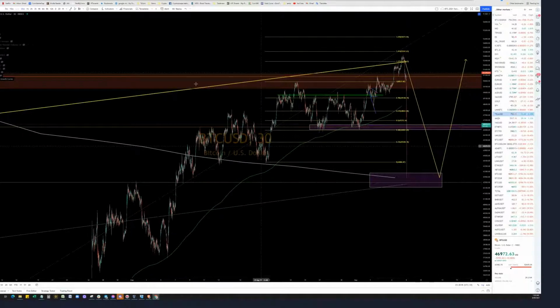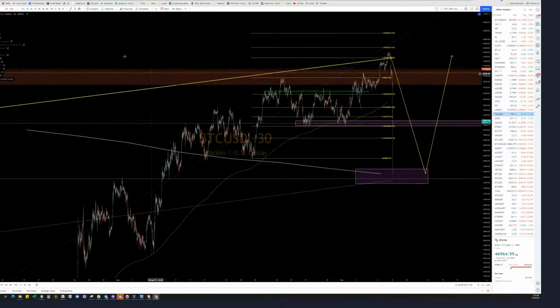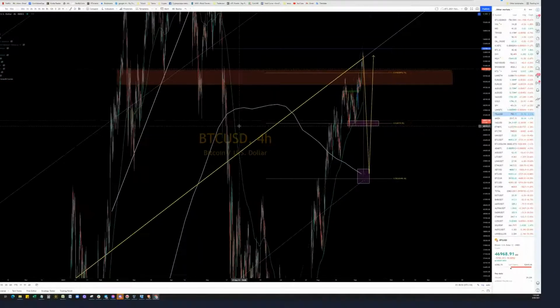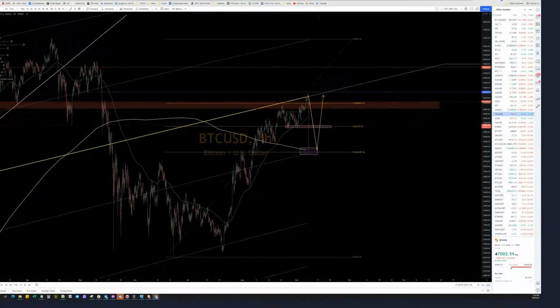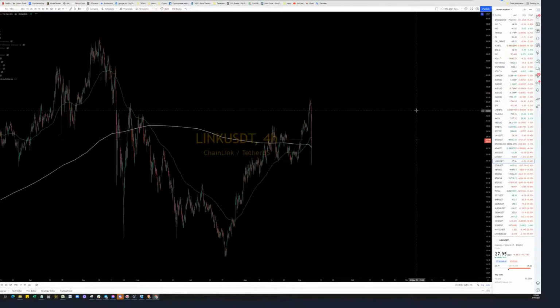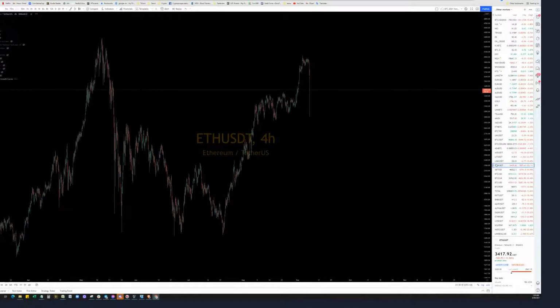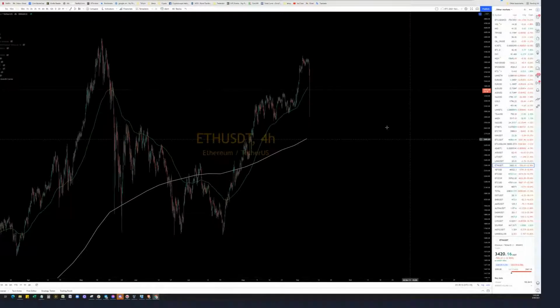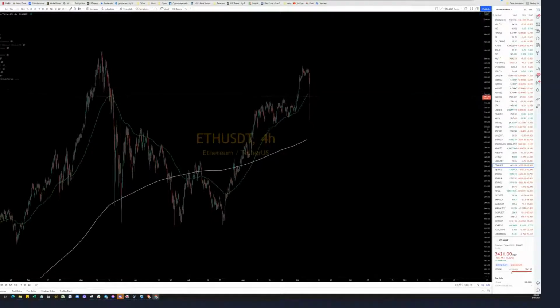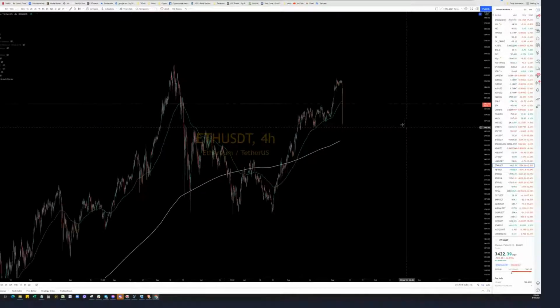In terms of the effects to other charts, it's devastating for a lot of the charts. Especially, you can see on my right that it's just all red. Link dropped 19%, and it bounced pretty hard there, so that was a good buy as well. Ethereum, yep, Ethereum bounced. Ooh, Ethereum dropped a fair bit as well. Massive drop. So a lot of people will be hurting for sure.